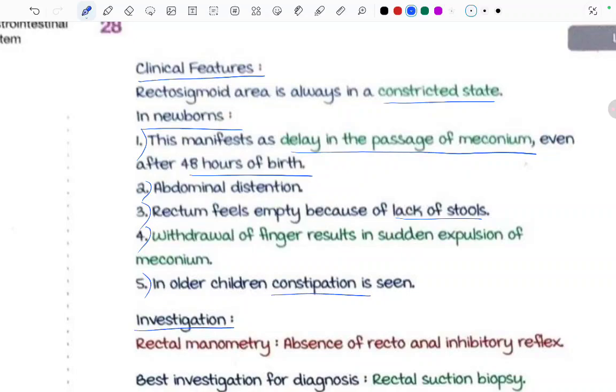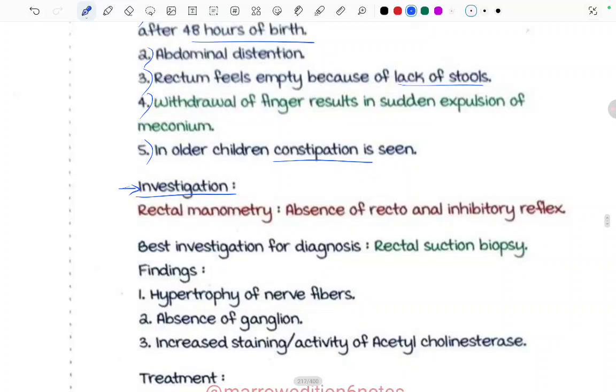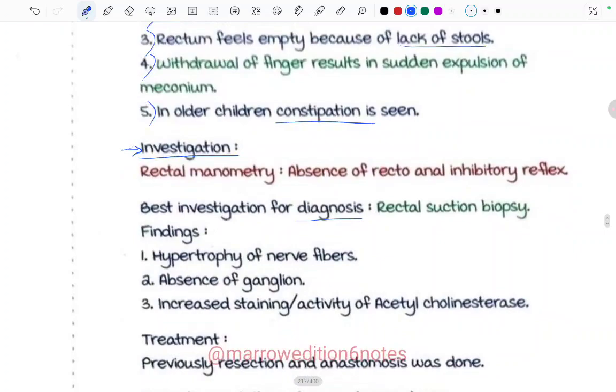For investigation, rectal manometry, that is absence of the recto-anal inhibitory reflex, is seen in the rectal manometry, and the best investigation for the diagnosis is the rectal suction biopsy. What will be seen in that? The findings on the biopsy will be hypertrophy of the nerve fibers, absence of ganglion, and increased staining activity of acetylcholinesterase.